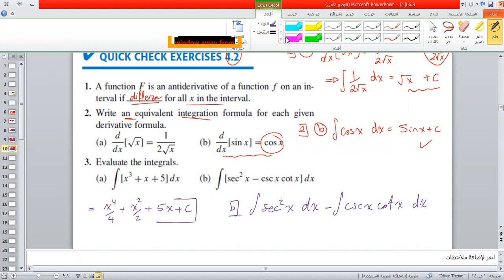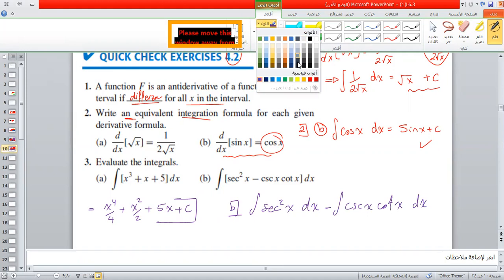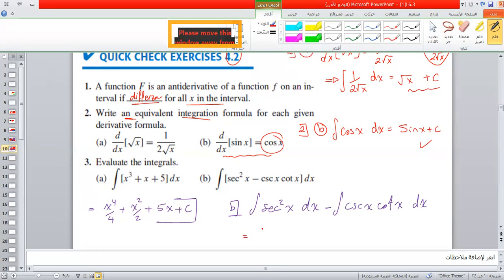It's Faris. What's the answer? Do you remember, guys, what function its derivative is secant squared x? Okay, Faris, no problem. It is tan x. Why? Because the derivative of tan x is secant squared x. So the integral of secant squared x is that, minus the integral of cosecant cotangent. Negative cosecant, and we have negative.